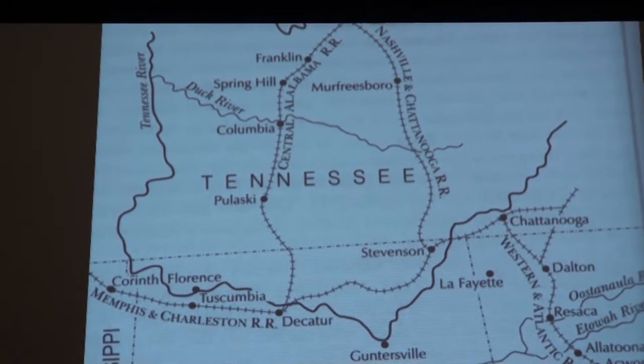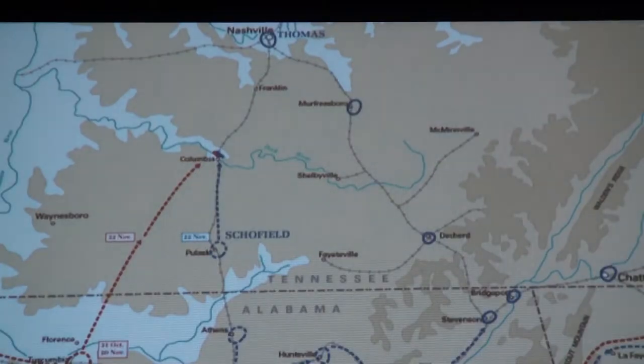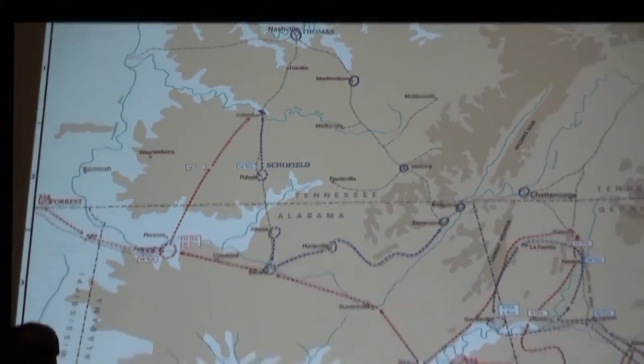The idea was for him to stop Hood. This didn't happen, but that was the goal of Thomas, to stop Hood long before he got to the gates of Nashville. It didn't happen because what Schofield did was retreat all the way back.